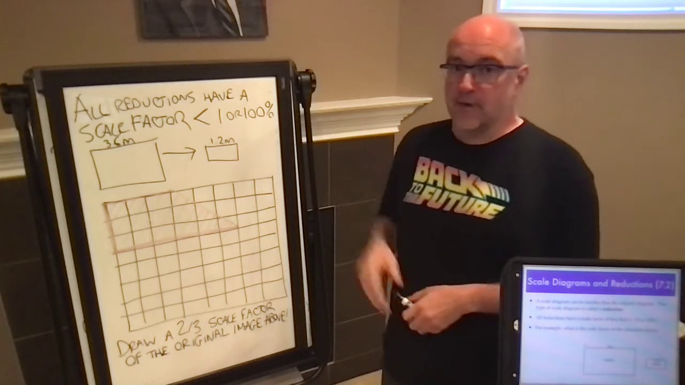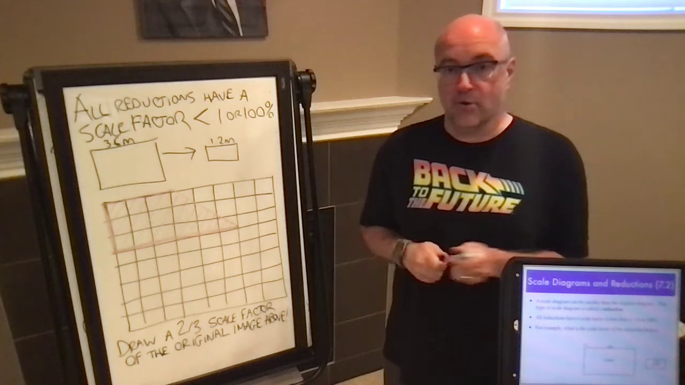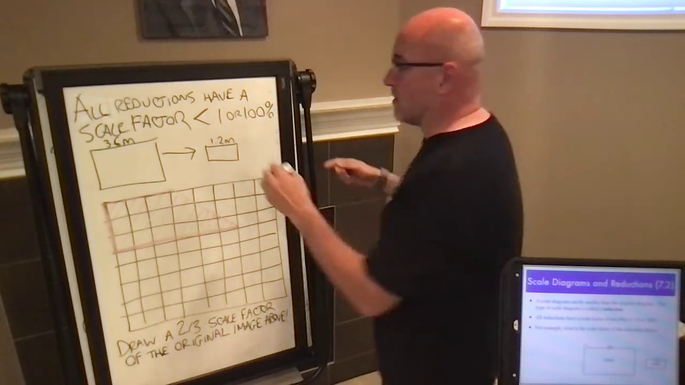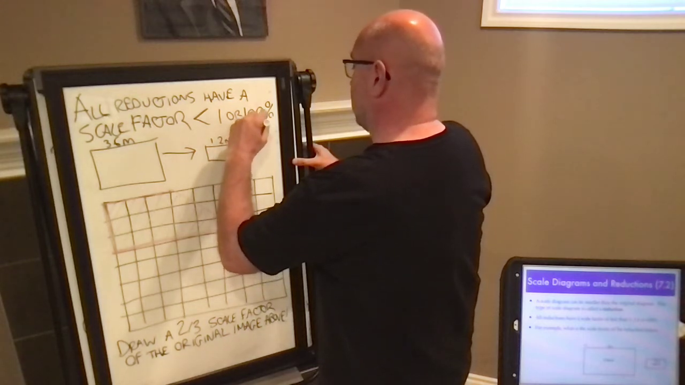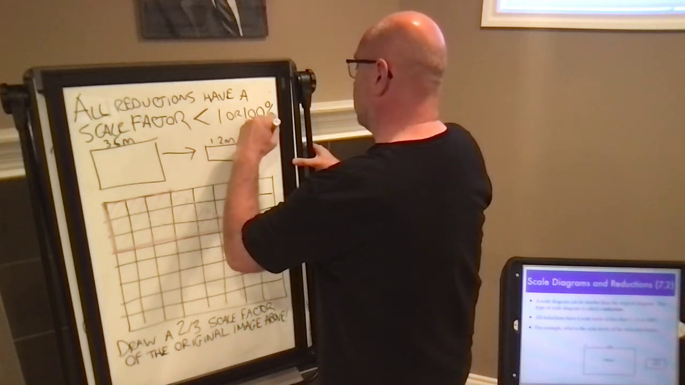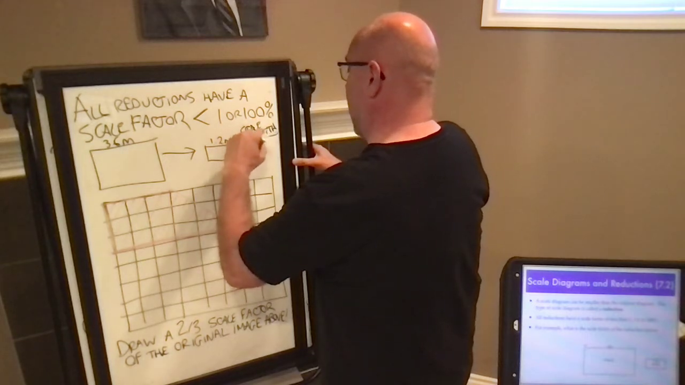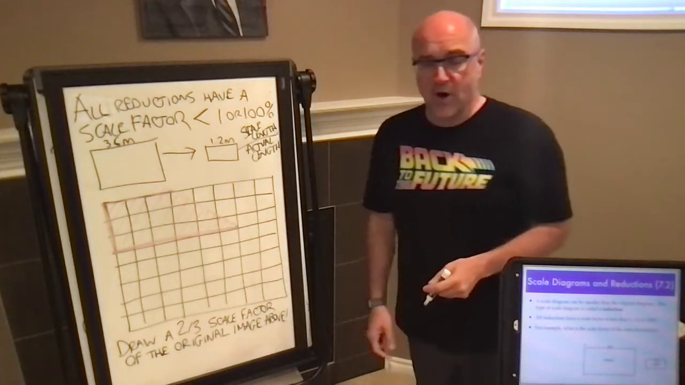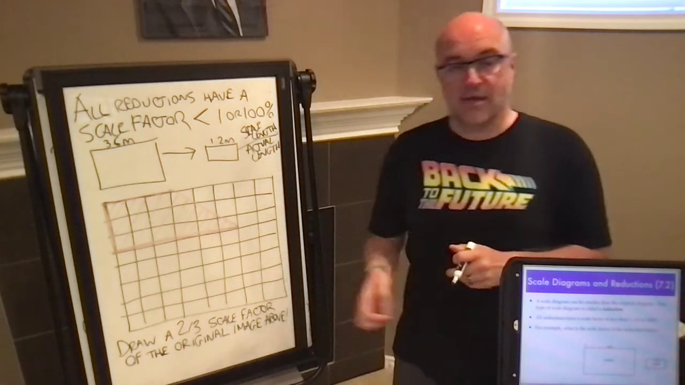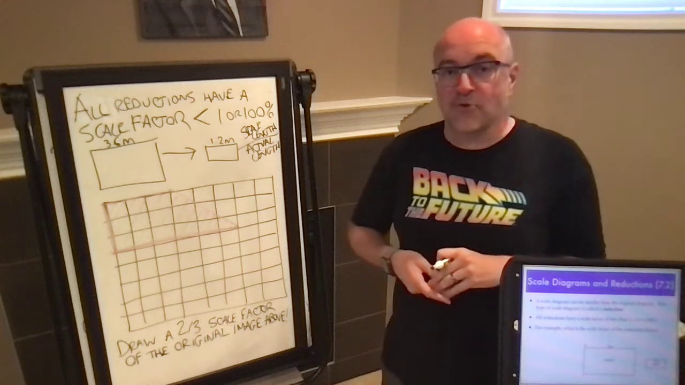Just a reminder that when you create a scale factor on a diagram, you're always dealing with the scale length divided by the actual or the original length of the object. So for example, here we've got our original object, which is to scale, it's just not the actual size of it.